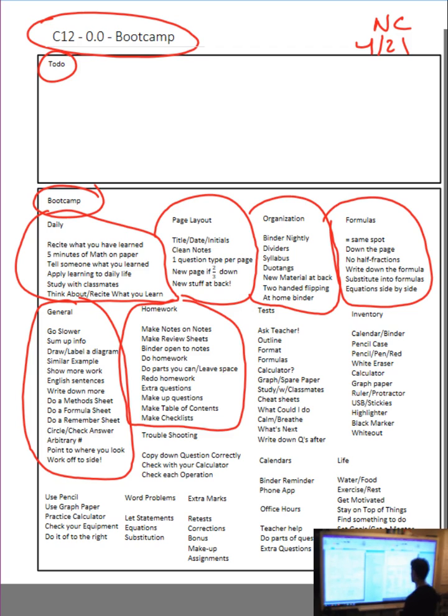Do homework. Do the parts you can and leave enough space that when you go to office hours, or a teacher, or a tutor, or a friend, you can actually answer it within that space and have enough space that you can write a few English sentences for the things you didn't understand. Do the parts you can and leave space. Redo your homework, I mentioned before. Extra questions. Make up questions yourself. Create questions. Lots of times you find out what doesn't work just by trying to find out what does.